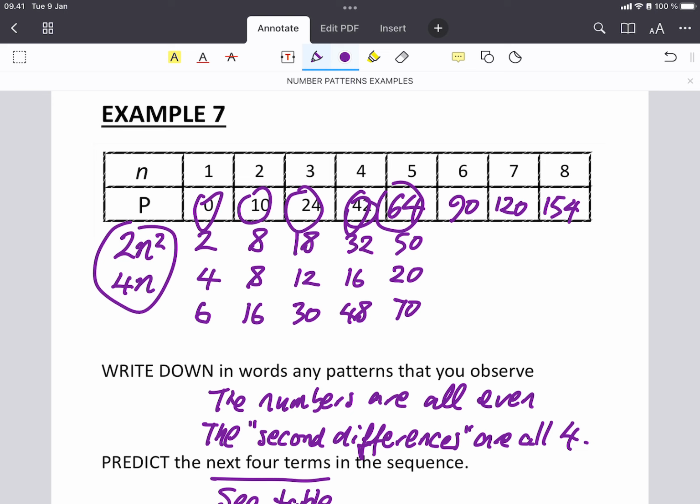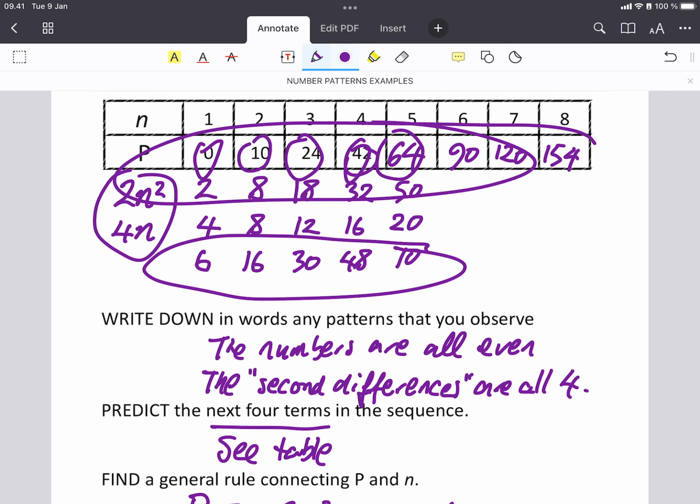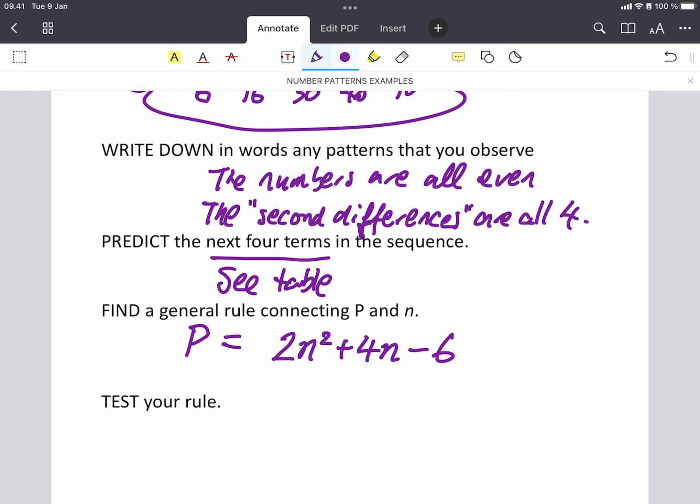So all we need to do now is take away 6 from the ones we've been getting, and we get the ones that we want. So the general rule is 2n squared plus 4n minus 6. So we need to write that as a rule connecting p and n. So that's got to have p equals something with n, and on this occasion p equals 2n squared plus 4n minus 6. It looks like a difficult rule that's complicated to get, but it's just a question of picking out all the clues and then breaking it down.